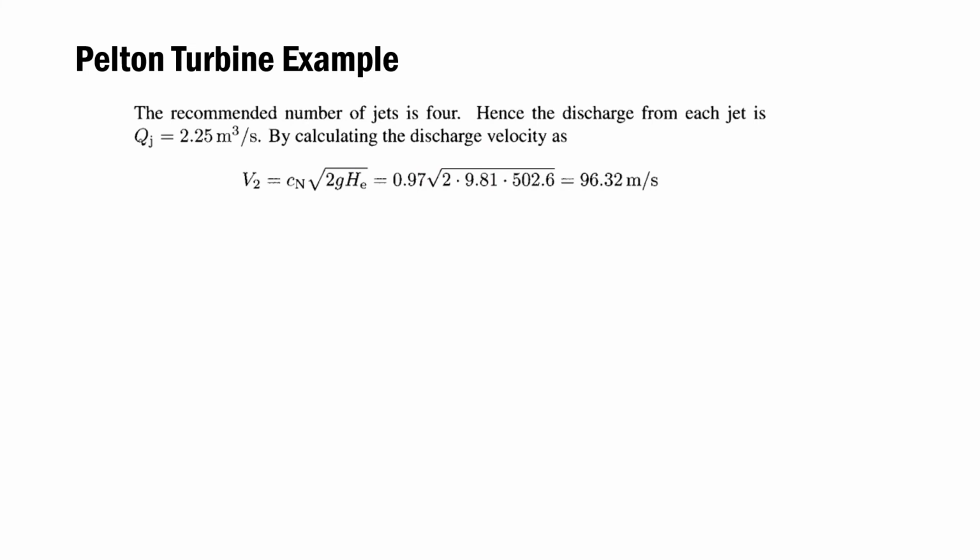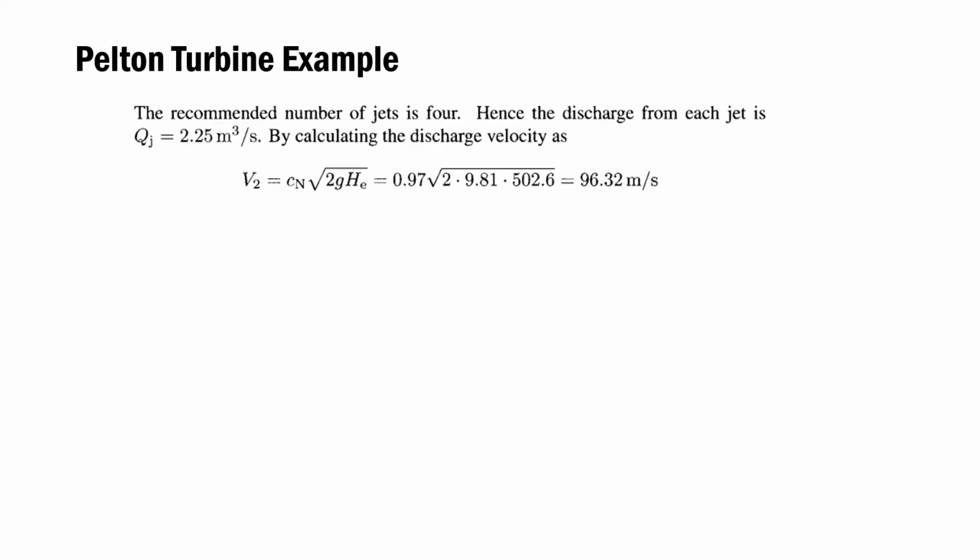We know the recommended number of jets is 4, hence the discharge from each jet, Qj, is equal to 2.25 meter cube per second, which we get by dividing the flow rate of 9 meter cube per second by 4.